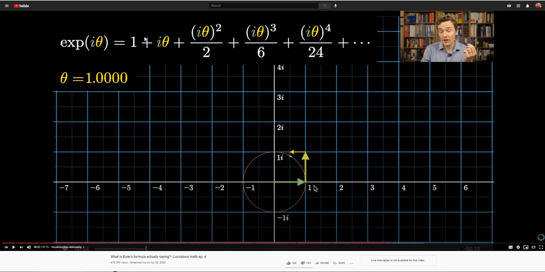Here we have the same binomial expansion that we had on the previous slide. 1 plus theta times I plus theta times I squared over 2 factorial, theta times I to the third over 3 factorial, theta times I to the fourth over 4 factorial, and going on into infinity. And what they're illustrating to you here is what happens inside of here when theta has different values. And we go through this a little bit.